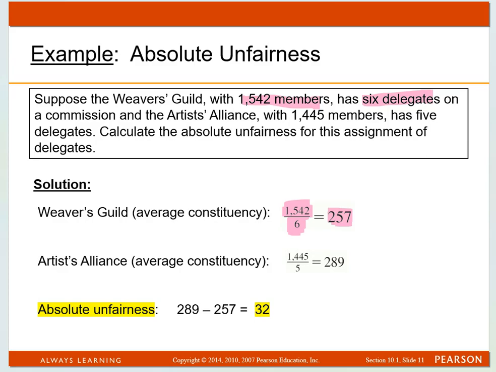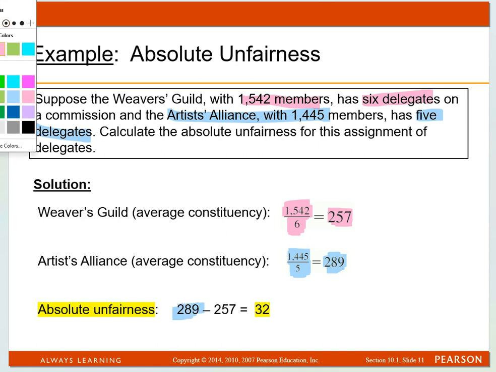So each of those 6 delegates has 257 of the members. They probably got a list, you start with letters A through D in the alphabet, and then the next go E through H or something, and on down the line. And then we've got the Artist Alliance with that many members, and they have 5 delegates. So you divide the number of members by the number of delegates, and each one of them has 289. So to do this subtraction, simply take the larger number minus the smaller one, and the difference is the absolute unfairness. And that's how you calculate that. It's very easy.